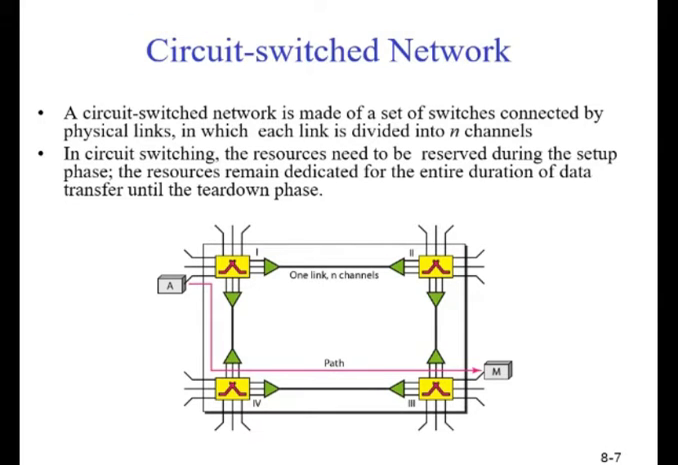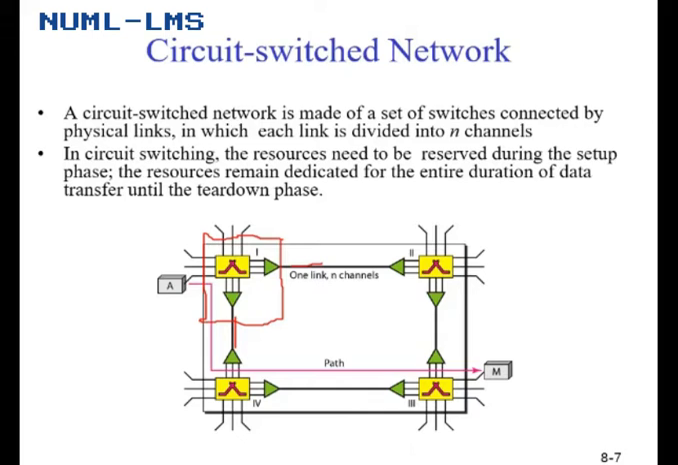So we have a switch, which is this part over here. This is all a switch. So we have our physical links. This is one physical link. This is another physical link. A connection between the two stations is a dedicated path made of one or more links.